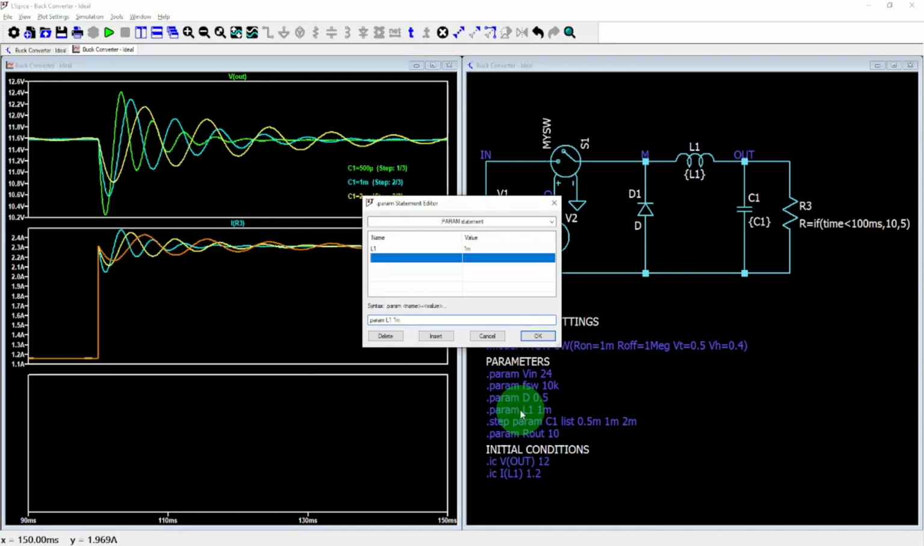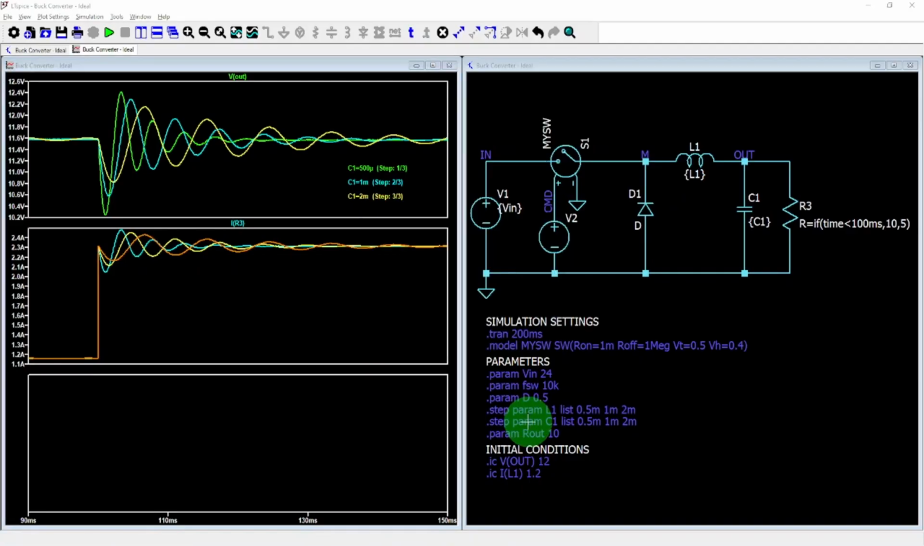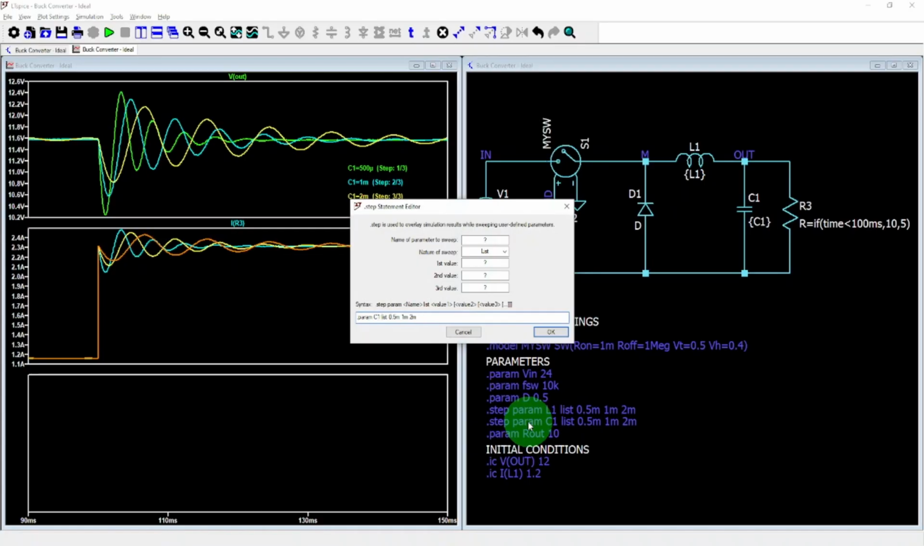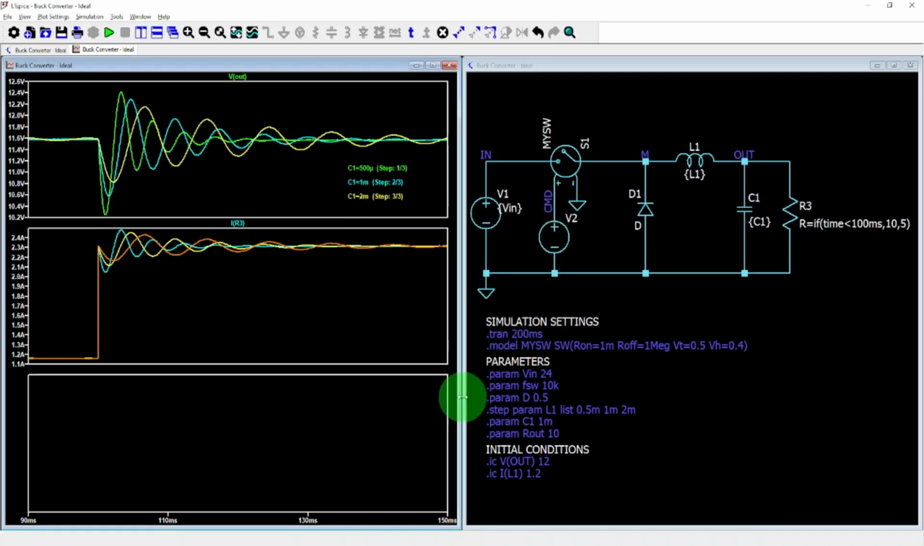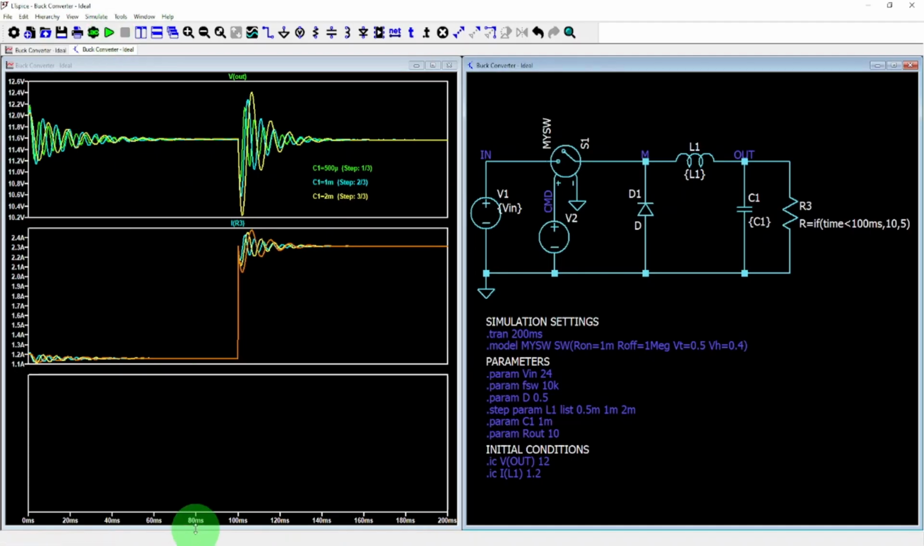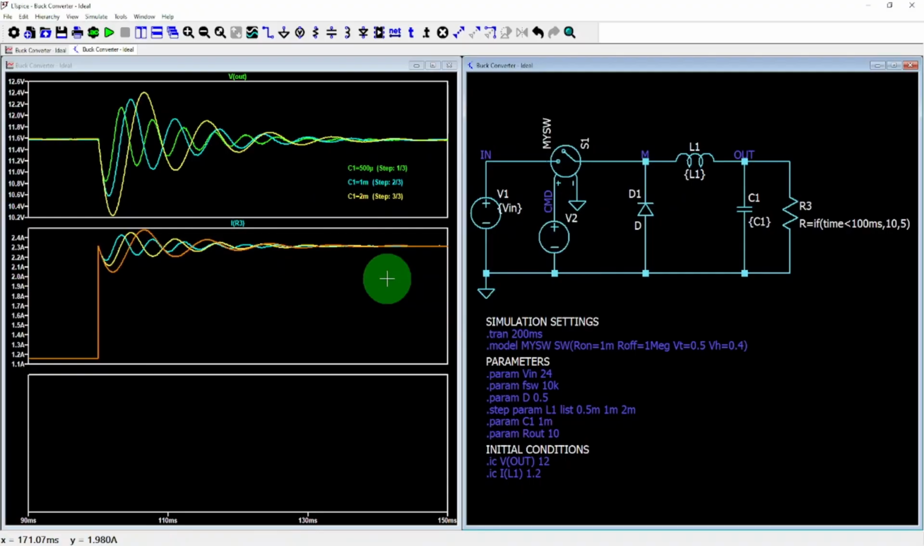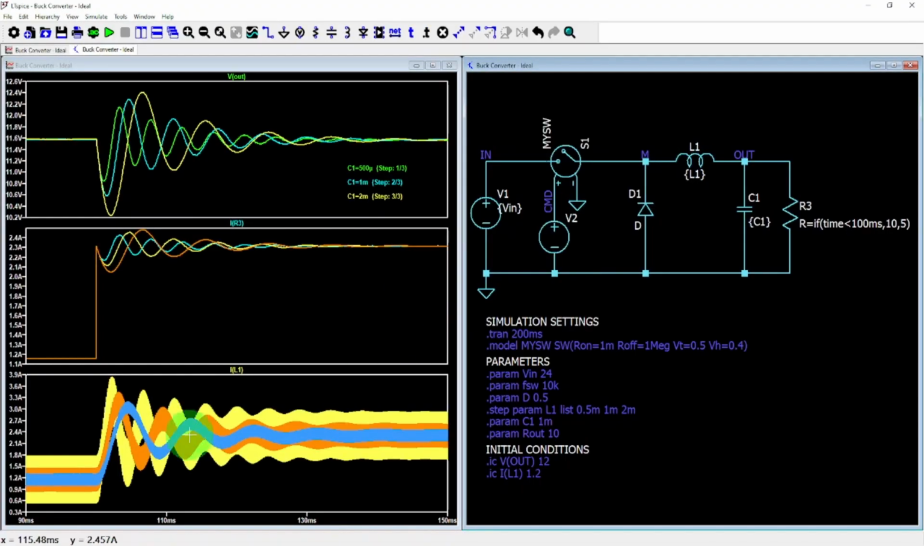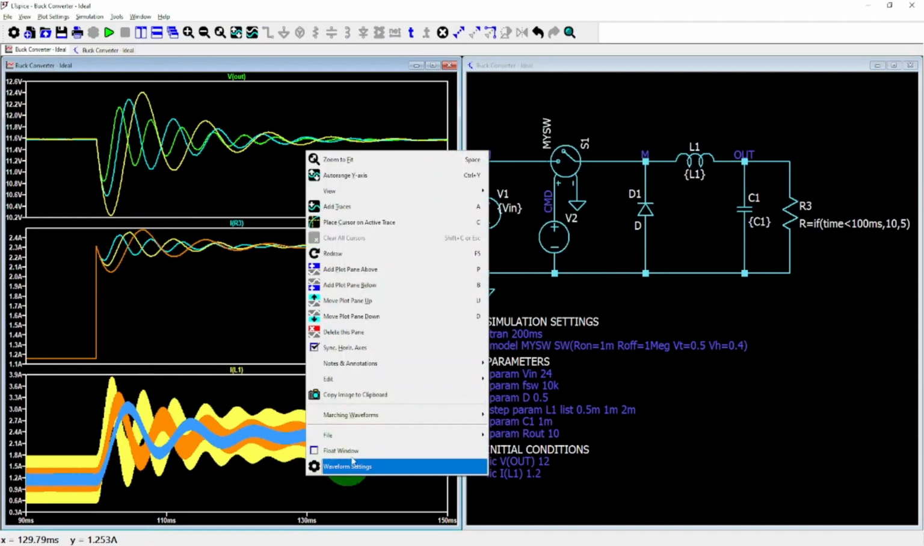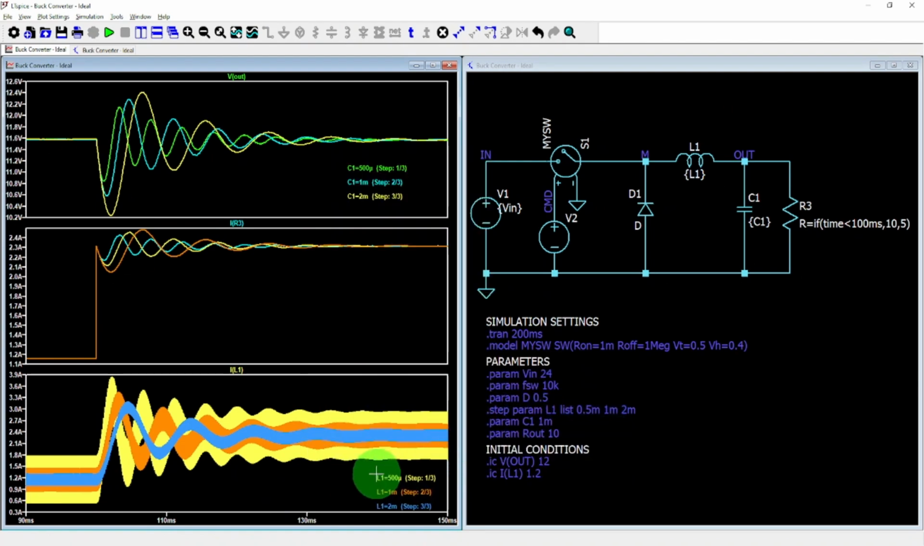Next, we'll sweep the inductor values 0.5 millihenries, 1 millihenry, and 2 millihenries, reset the capacitor to 1 millifarad, and rerun the simulation. Let's adjust the time base between 90 and 150 milliseconds and add the inductor current plot. As the inductance increases, the undervoltage dip becomes more pronounced. This is because a higher inductance slows the rate at which current increases to recharge the output capacitor.